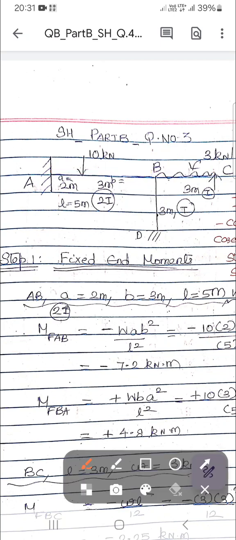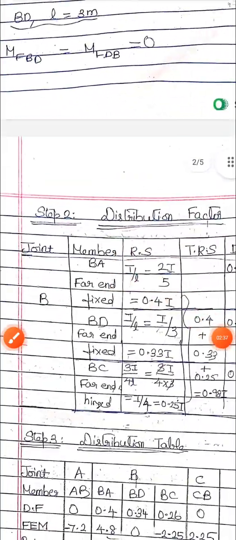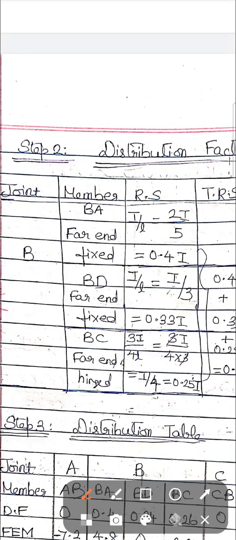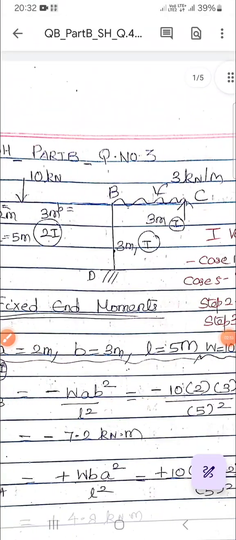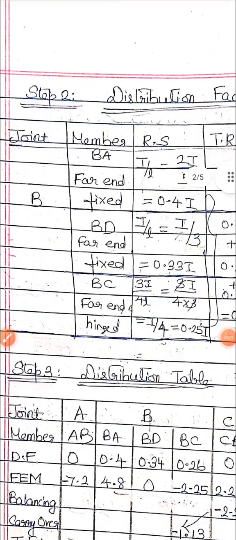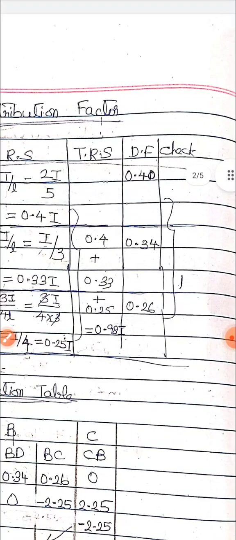So again, what about BA? Far end fixed, so I by L. What about C? Far end hinge, so 3I by 4L. And BD, far end fixed, so I by L. So that is what is given here. So BA, far end fixed, I by L. Again we know that for BA it is 2I, so they have put 2I, L equal to 5. Similarly BD, far end fixed, I by L. BC I told you, only BC is far end hinged. So for that 3I by 4L. For others A and D it is I by L. So you have to put that also. Then you have to find the relative stiffness, then total relative stiffness, then distribution factor. You do this.